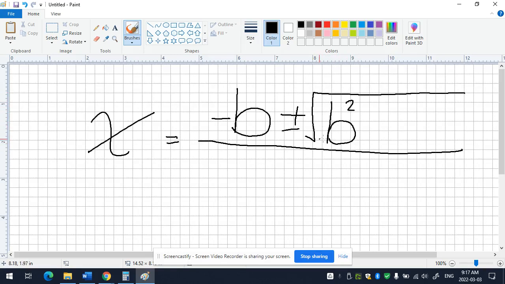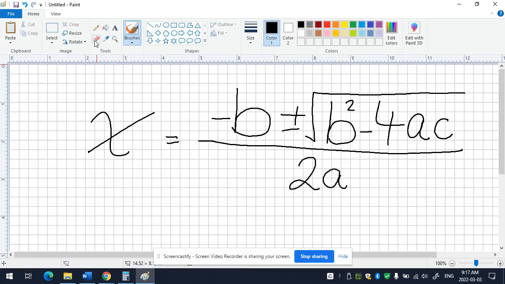So if it's a negative, put it in a bracket. Minus 4ac. That's called the discriminant, right? That tells you if you have no solutions, one solution, or two. If it's negative, no solutions because you have imaginary numbers. If it's 0, you have one. If it's bigger, you have 2 because you have plus minus. What's here?